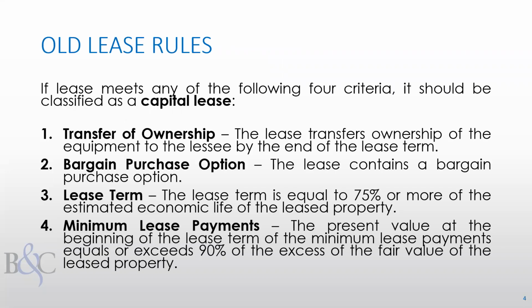So the old lease standard that you're probably familiar with: if the lease meets any of the following four criteria, it should be classified as a capital lease. If the lease transfers ownership of the equipment to the lessee by the end of the lease term, if the lease contains a bargain purchase option, if the lease term is equal to 75% or more of the estimated economic life of the leased property, or if the present value at the beginning of the lease term of the minimum lease payments is equal to or exceeds 90% of the excess of the fair value of the leased property. If any of these are met, it'd be a capital lease.